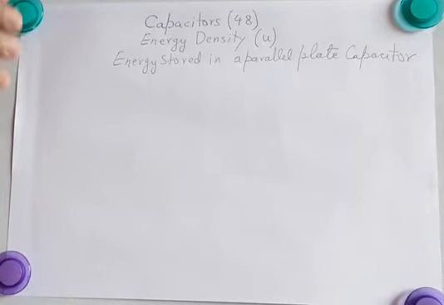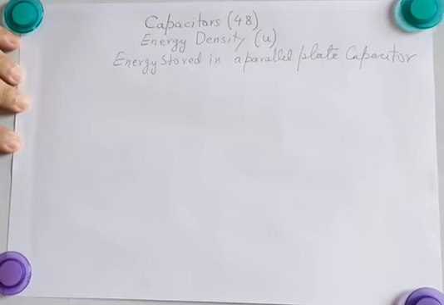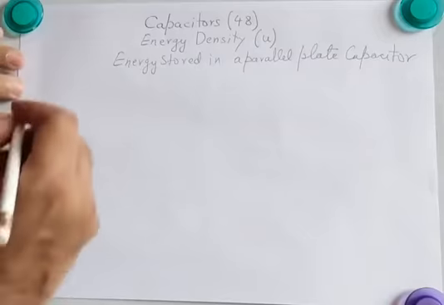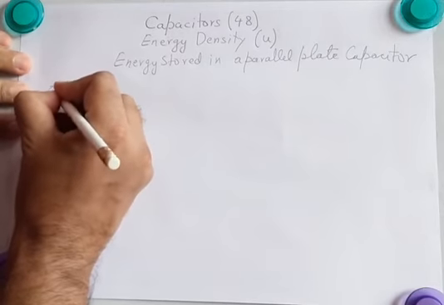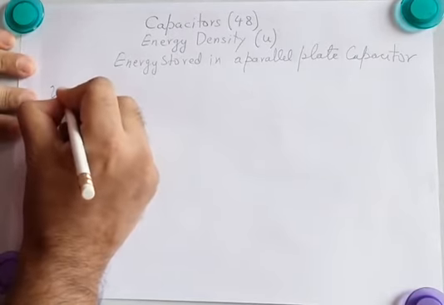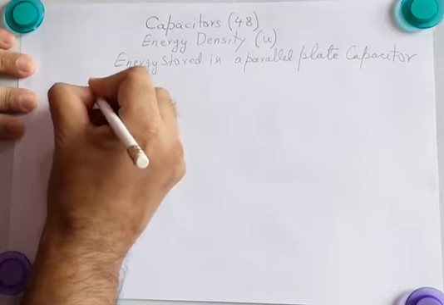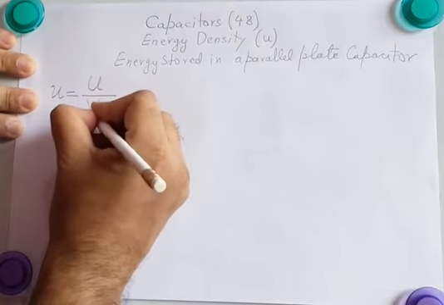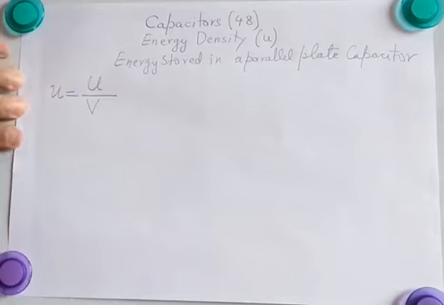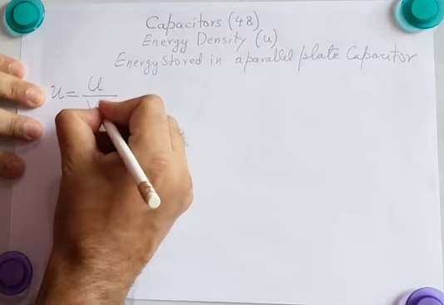In this lesson, using the concept of energy density, we are going to find the energy stored in a parallel plate capacitor. Energy density, small u, is defined as potential energy per unit volume. Capital U is potential energy, V here is volume.